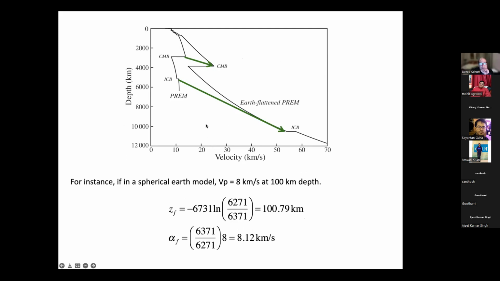Here's an example. So at the core mantle boundary, if I have a P wave velocity of 12 kilometers per second, I would extend it in depth and increase it to 23 kilometers per second. Or if I had a flattened model, I would want to go this direction here.